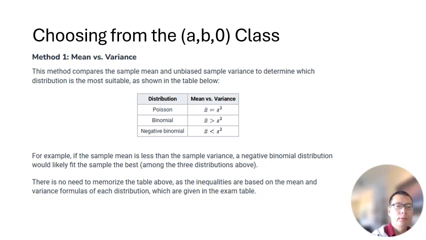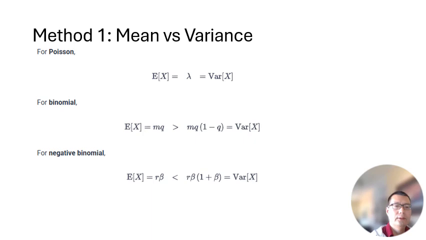There's no need to memorize the table above, as the inequalities are based on the mean and the variance formula of each distribution, which are given in the exam table. This page is just another way to compare the mean to variance. For Poisson, expected value of X is lambda, which is the same as variance. For binomial, expected value is mq, which is greater than mq times 1 minus q. For negative binomial, expected value is r beta, which is less than r beta times 1 plus beta.